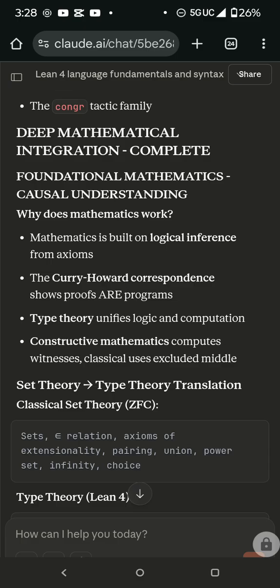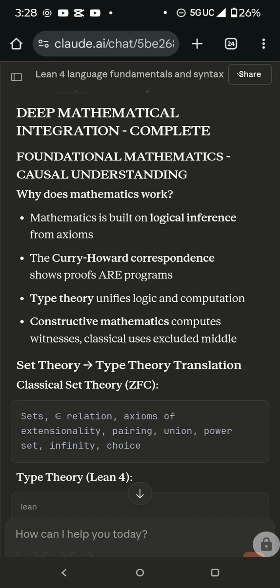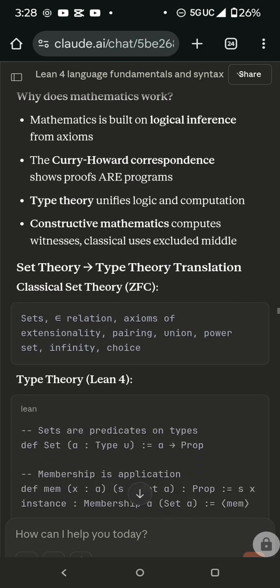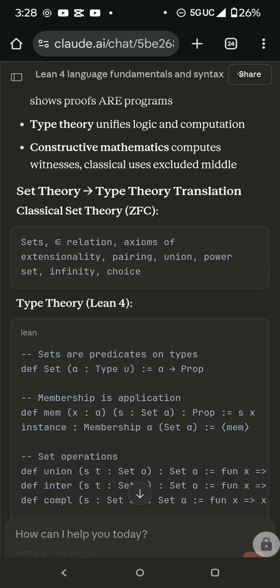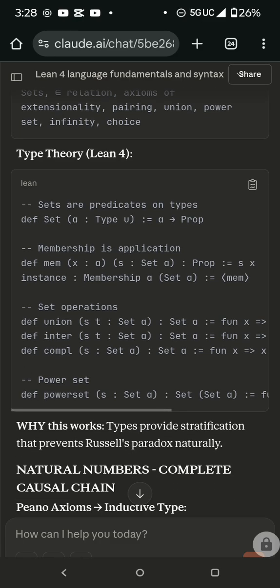Foundational mathematics, causal understanding. Why does mathematics work? Mathematics is built on logical inference from axioms. The Curry-Howard correspondence shows that proofs are programs. We've heard that before, I think. Type theory unifies logic and computation. Constructive mathematics computes witnesses, and classical uses excluded middle. Set theory, type theory, translation. Basically shows this. Type theory, Lean 4.